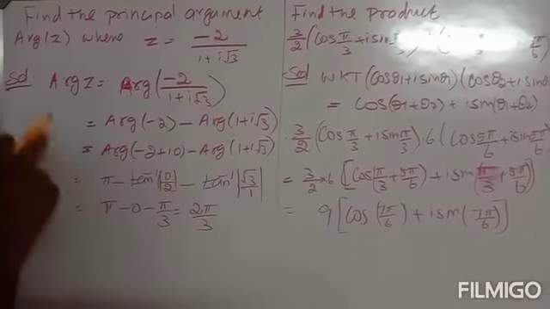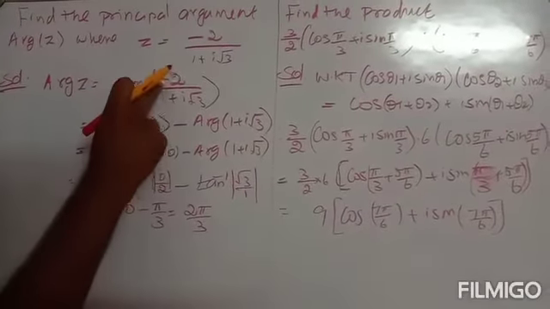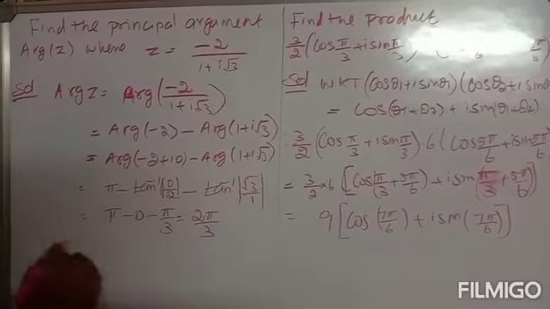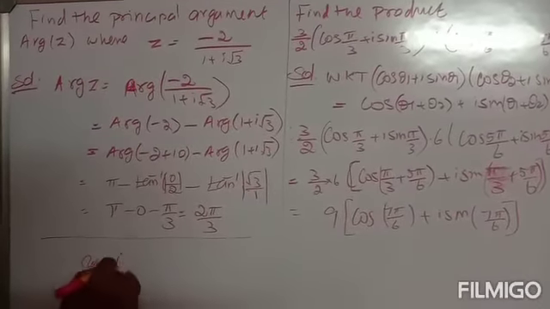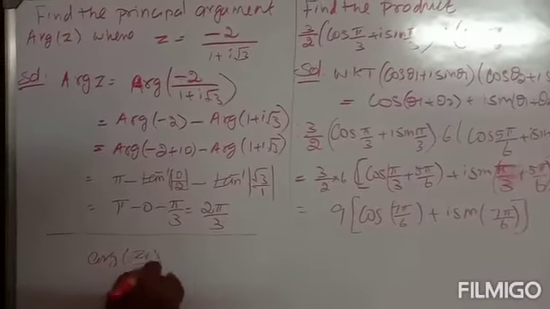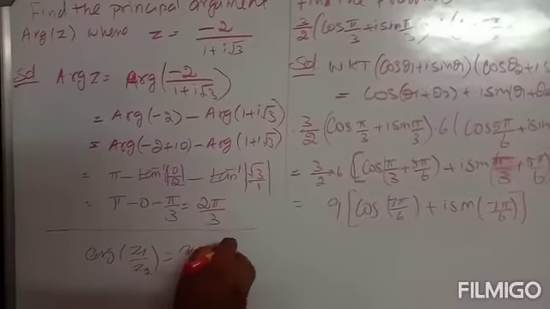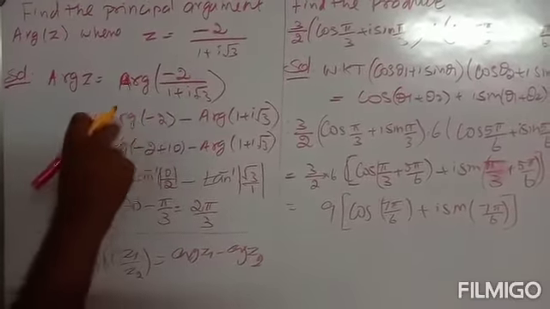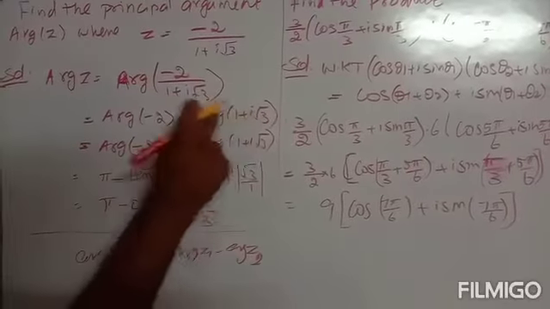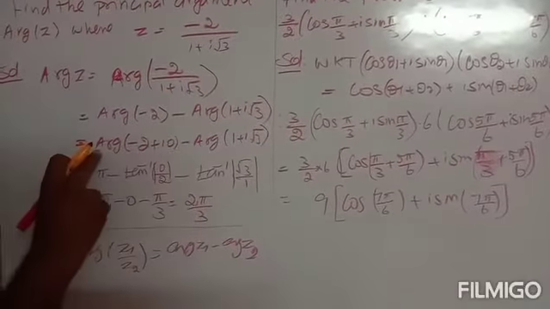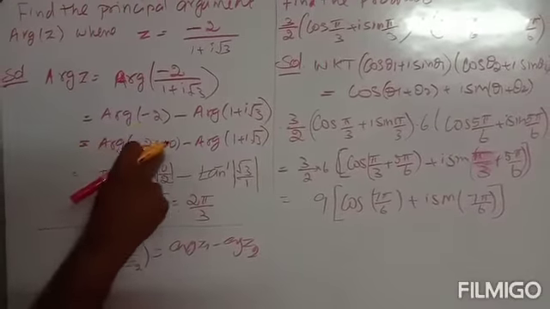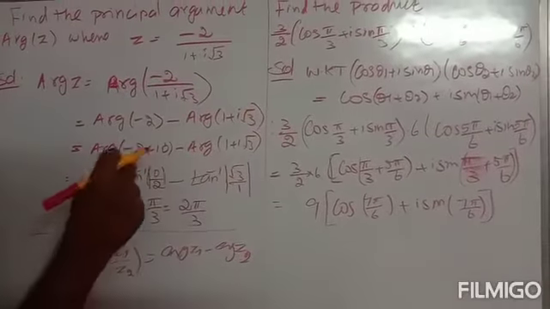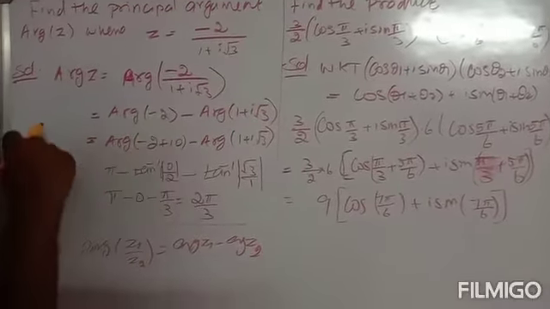Find the principal argument arg of z where z is equal to minus 2 divided by 1 plus i root 3. So arg of z is equal to arg of minus 2 divided by 1 plus i root 3. We know that arg of z1 by z2 is equal to arg of z1 minus arg of z2. Using this formula we get arg of minus 2 minus arg of 1 plus i root 3. So arg of minus 2 we can write as arg of minus 2 plus i0.